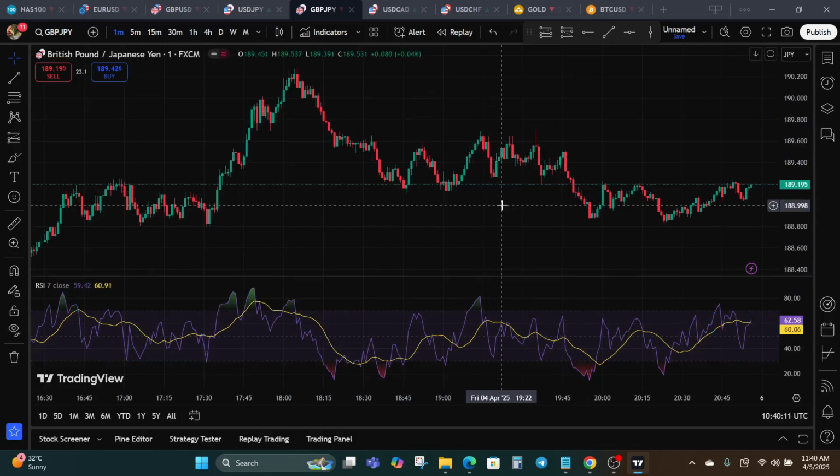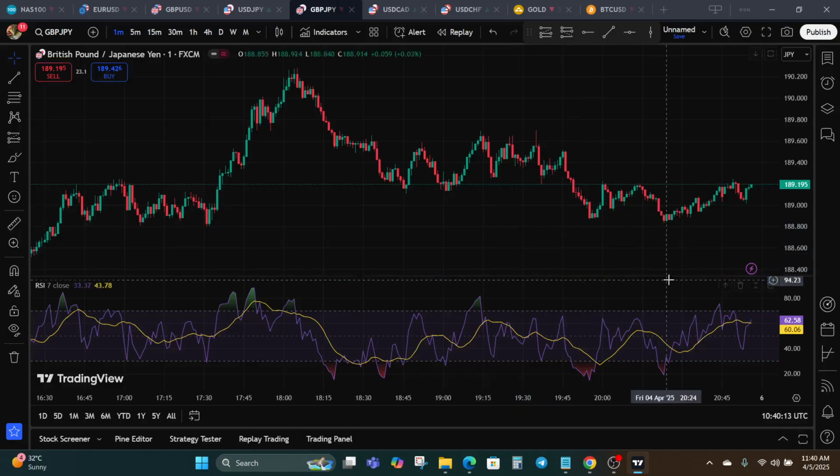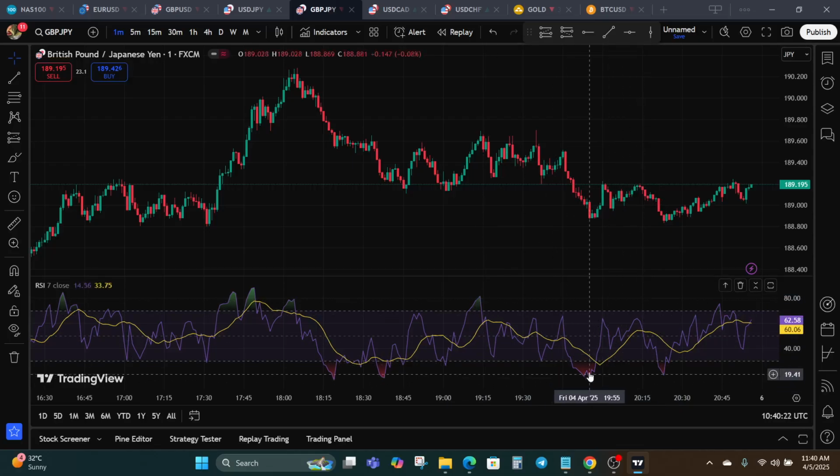Once your RSI is set up, you want to pay close attention to the levels at 70 and 30. These are the key thresholds for spotting overbought and oversold conditions. However, we won't just trade based on these levels alone. This is where the strategy comes into play.